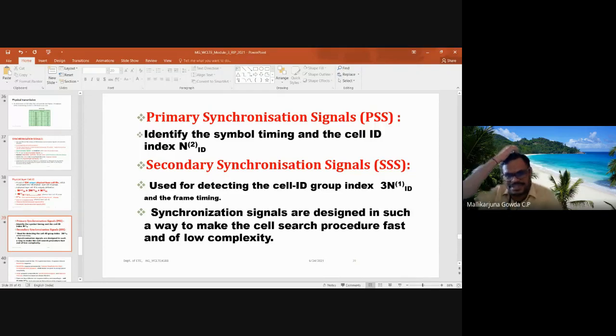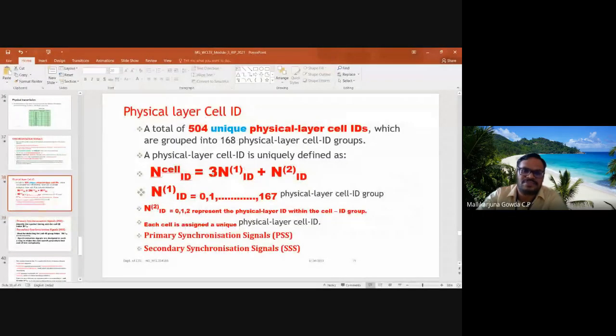You will get clarity about this calculation when I show the other slides. As of now, just try to understand that there will be 504 unique physical layer cell IDs, and they are grouped into 168 physical layer cell ID groups. So how do I define the physical layer cell ID? This is the expression.